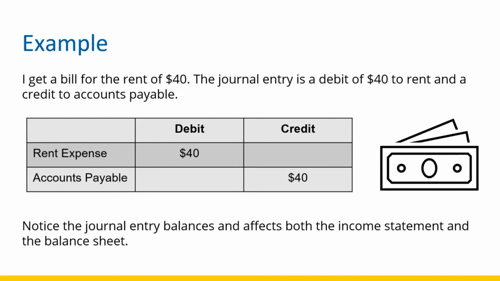In this example, I get a bill for rent, and I'm going to again debit the expense, which is debiting rent expense, and I haven't paid it again, so I'm going to credit accounts payable. So this journal entry affects both the income statement and the balance sheet. The income statement, rent expense is part of the income statement, right? An expense is part of my income statement, and accounts payable is part of my balance sheet. So this is impacting my income statement and my balance sheet. So I debit the expense, which is increasing the expense, and I credit my liability, which is increasing my liability.